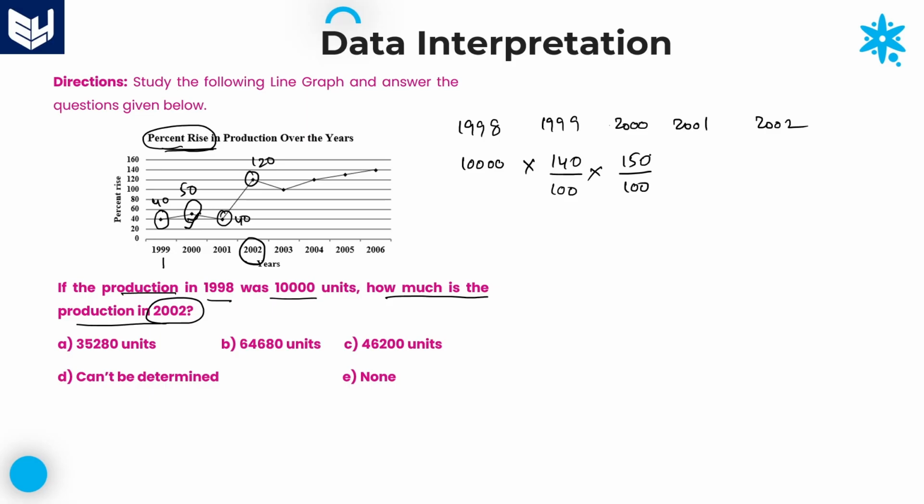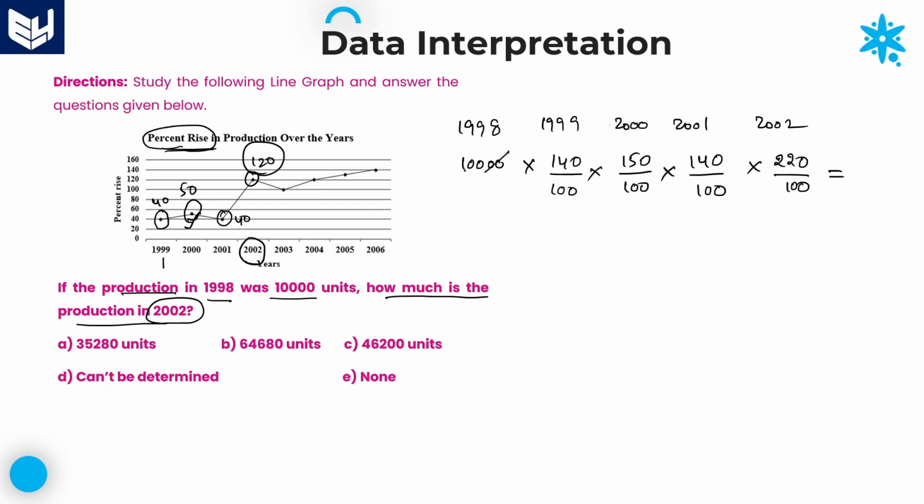Every time you need to compare with 100 only. Next, in 2001 it is increased by 40% again, therefore it will be 140%. And finally in 2002 it is increased by 120%, so it will be 220%. 100 plus 120, that is 220%. This is the production in 2002. Now you can calculate all the values.